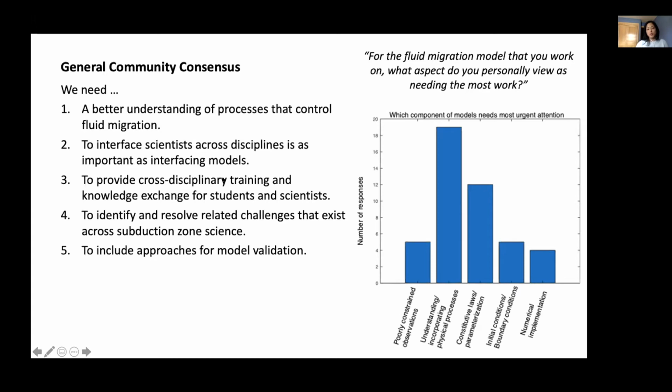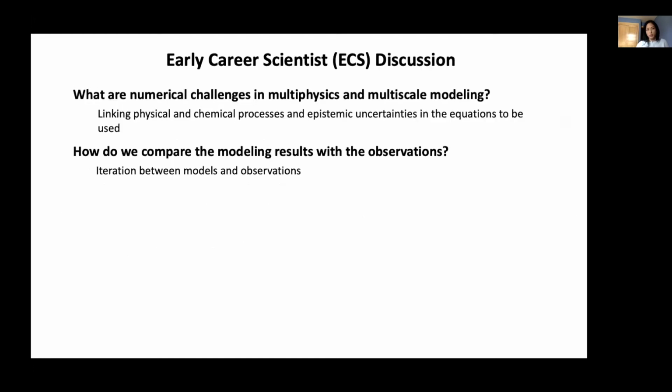And in terms of the modeling, to move forward with fluid migration modeling, we need to identify and resolve common challenges, given that there's a lot of efforts happening, so it's rather fragmented. And to coordinate this effort, we really need to identify common challenges, and also to provide approaches for model validations, not simply just building them, but how would we validate these models? So those are the things that came up frequently throughout the workshop.